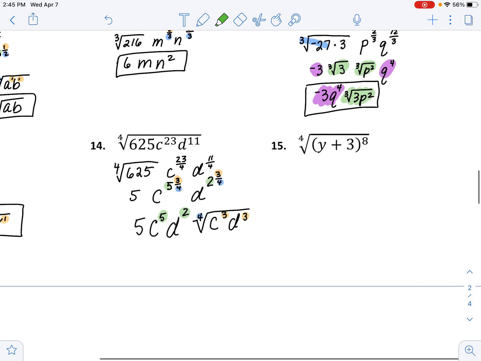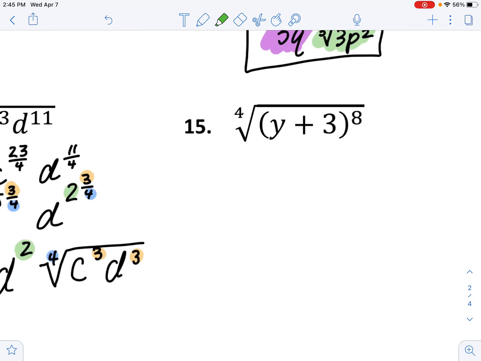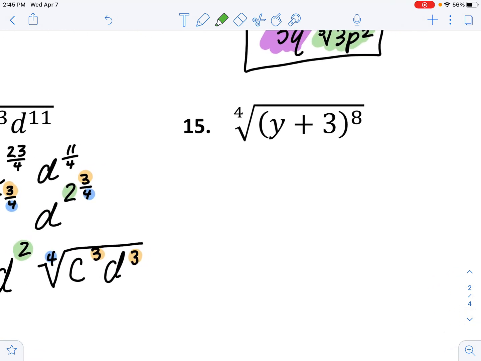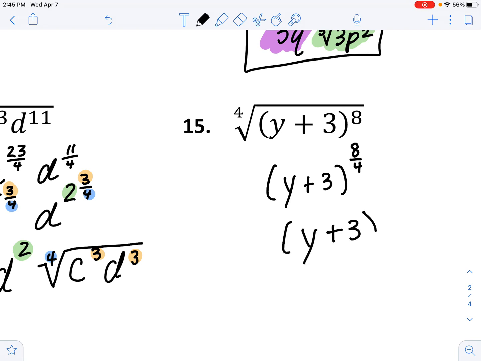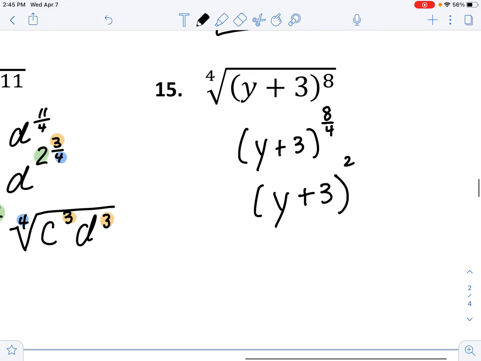Last one. We haven't done one like this, but this is really actually very easy. I just wanted to remind you guys that you would not do y plus 3 times y plus 3 times y plus 3 8 times. All you would do is think of that as like one thing to the 8th power. So just follow our rule of putting it into exponent form, and you'd have y plus 3 to the 8/4, and 8/4 simplifies to 2, so this would just be the binomial y plus 3 squared. And you can leave it like that.